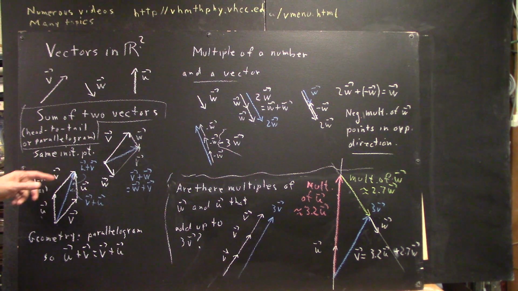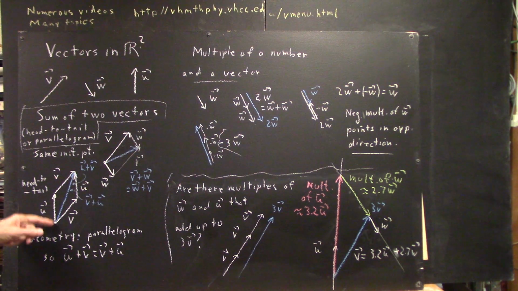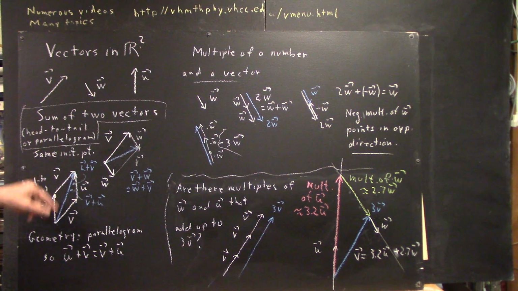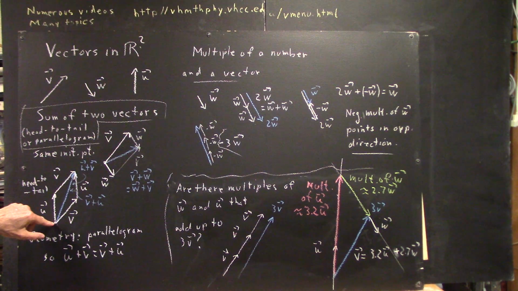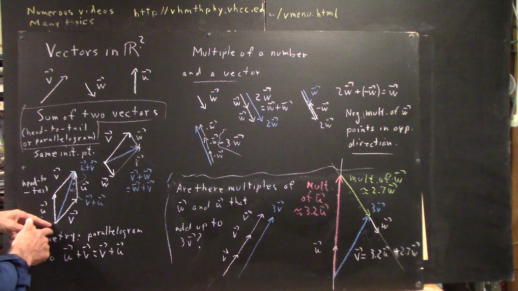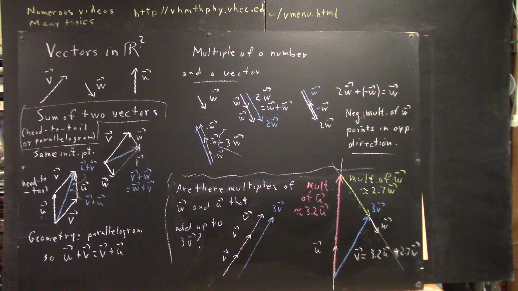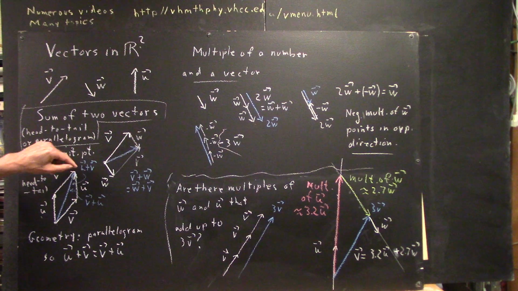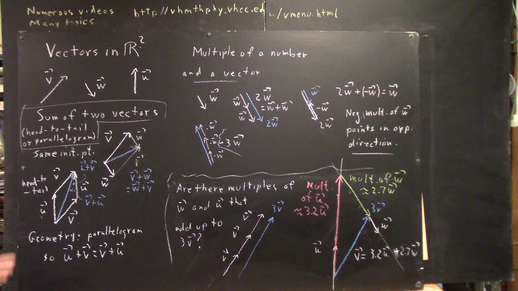And we see the same thing with the U and V vectors here. Either head to tail with our U plus V vector from the initial point to the terminal point, or V plus U the same way, or just draw the parallelogram and the diagonal is the sum of the two vectors. We always go from the initial point of the first vector, though, to the terminal point of the last. So by the geometry, parallelogram, and so forth, U plus V equals V plus U, because of the properties of parallelograms.